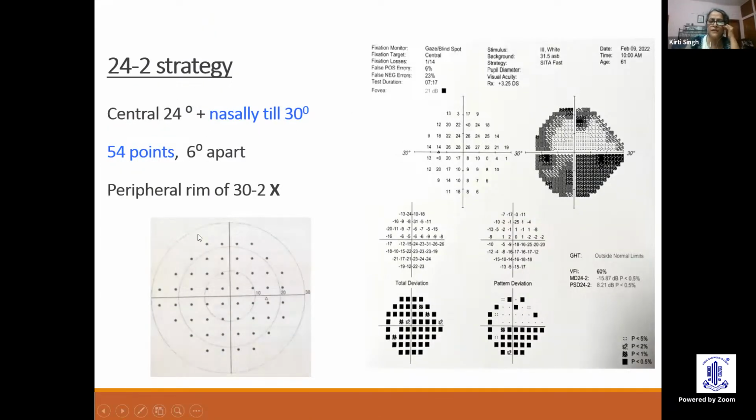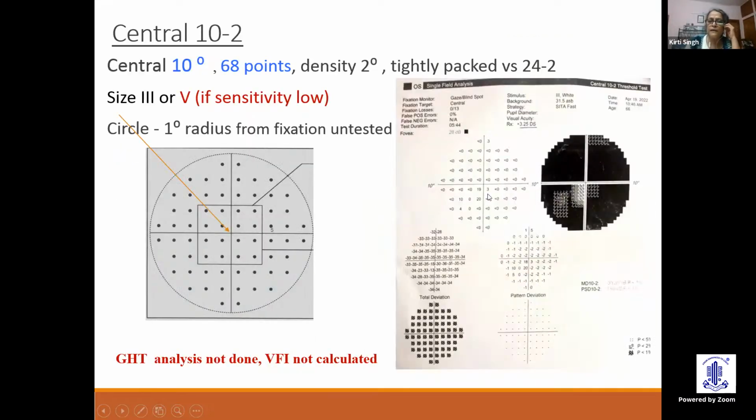24-2. It is centrally only 24 degrees, but nasally it extends till 30 degrees. So if you're asked, why is this printout shaped like this, but called 24-2? Because it incorporates the nasal step. It has 54 points, again 6 degrees apart, and the peripheral rim of the 30-2 has been removed. So the advantage of the 24-2 strategy is that it gives you most information at a faster pace and can be superimposed on a 30-2.